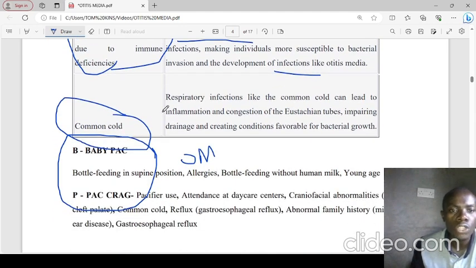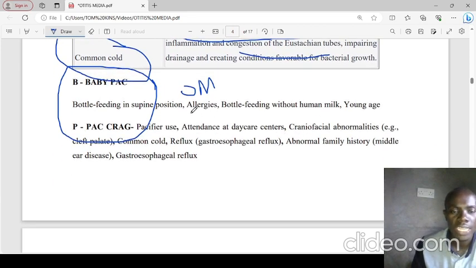Lastly, we have the common cold. Respiratory infections like the common cold can lead to inflammation and congestion of the eustachian tube. This impairs the drainage and creates conditions favorable for bacterial growth, resulting in otitis media.